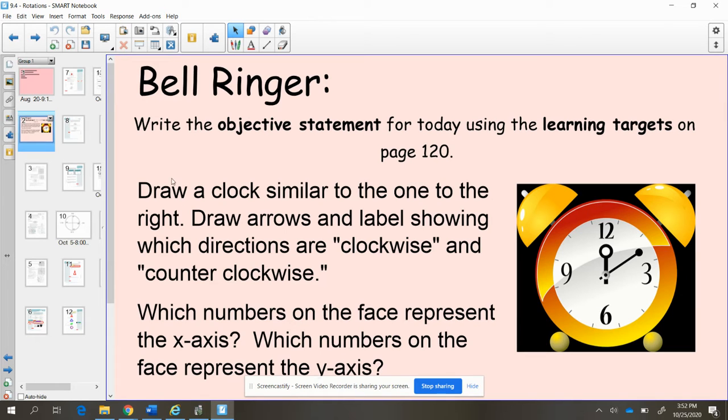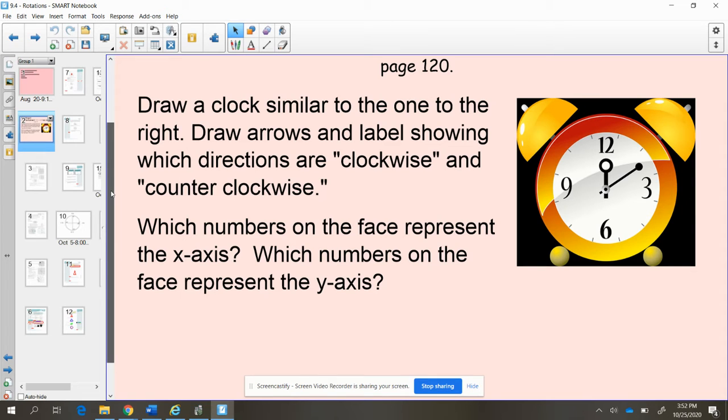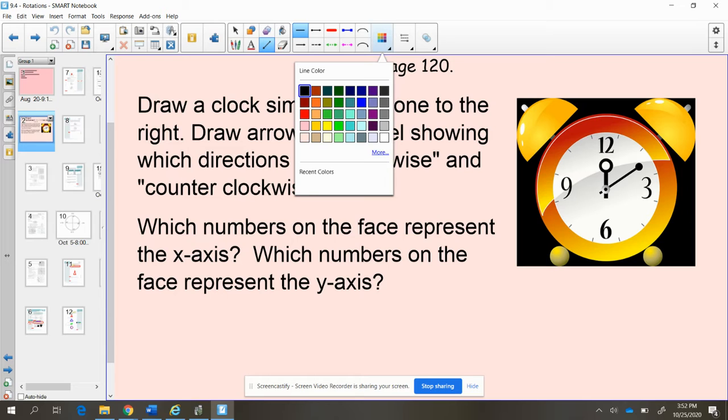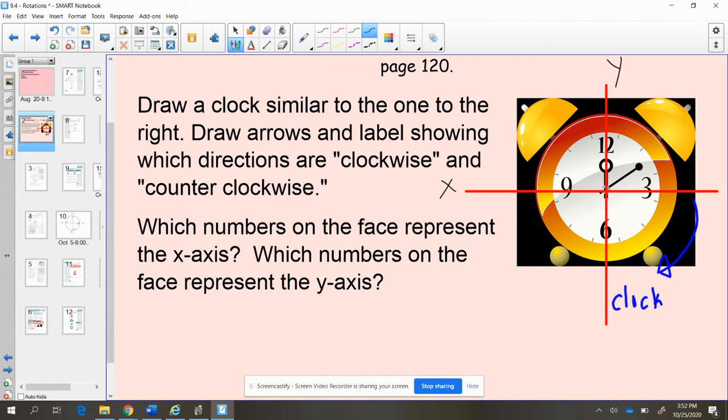Before we get started there, something I want to talk about is the idea of what is clockwise versus counterclockwise. If we draw in on this clock a y-axis and an x-axis, we have this x-axis through 9 and 3, and a y-axis through 12 and 6. So if we're talking about our coordinate plane and moving clockwise, that is down, to the right. Moving clockwise would be this direction because that's the direction that a clock's hands move.